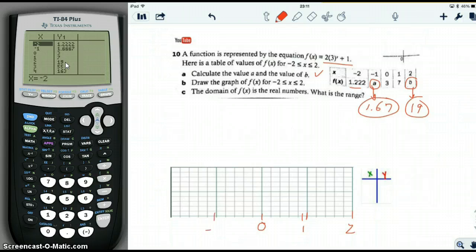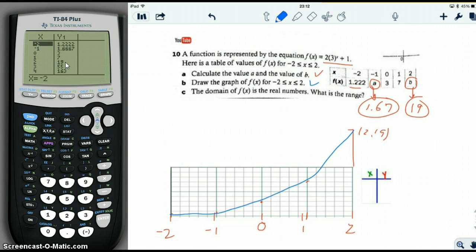We just make a huge graph because we got a lot of space, and we know we need to graph between negative 2 and 2. So 0 would be 3. 1 would be 7. 2 would be 19, so that would be way off the screen here. And on the other side, negative 1 would be 1.67. And negative 2 would be 1.22. Okay, so let's graph that. Okay? Alright, so that was that.